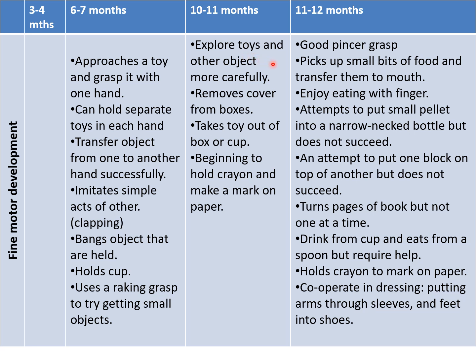10 to 11 months, they explore toys and objects more carefully. They will be taking the objects and exploring them carefully. They remove the cover from boxes, then take the toy out of the box or cup. They begin to hold a crayon and make a mark on the paper. So on a paper, if you are giving a crayon also, simply some marks you can see. 11 to 12 months, the child has got a good pincer grasp.